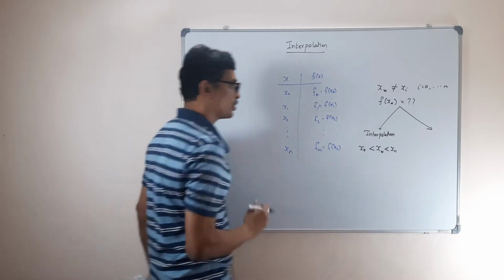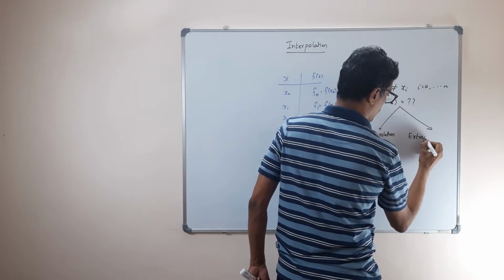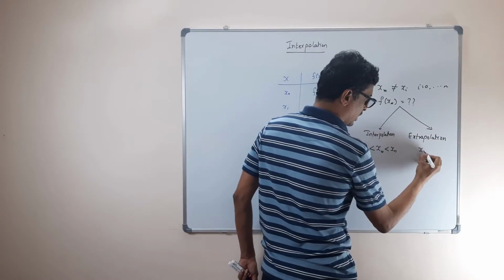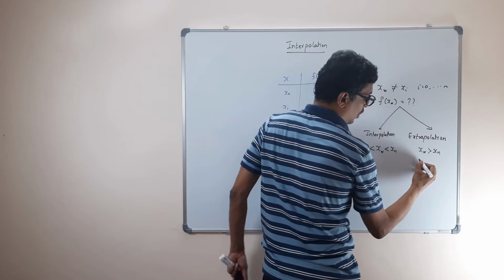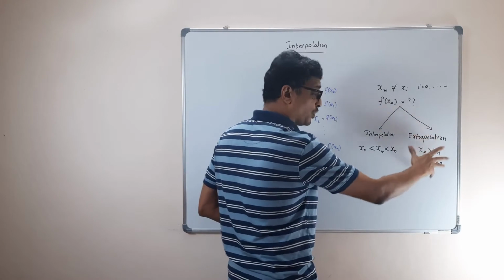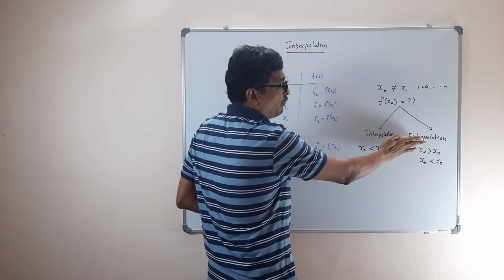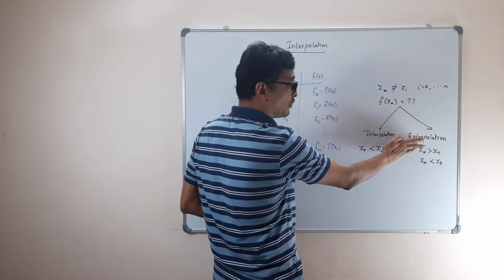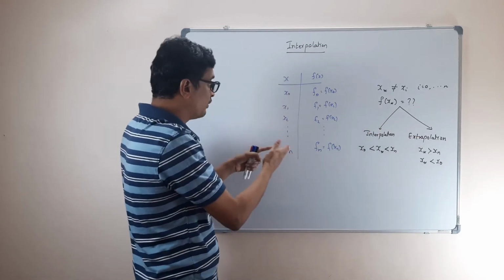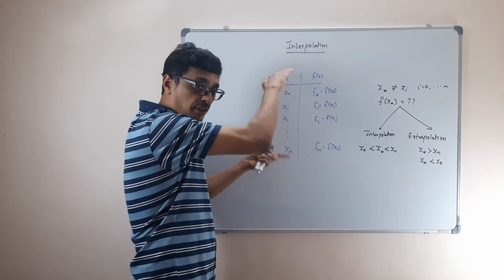On the other hand, if your x star doesn't fall in this range, rather it falls outside this range, that problem is called extrapolation. That is, when x star is greater than xn or x star is less than x0. Extrapolation problems are usually complicated, and we may not be able to provide the functional form correctly, because they fall outside the range and we never know how the function behaves when x is outside the range of the experiment you have done.